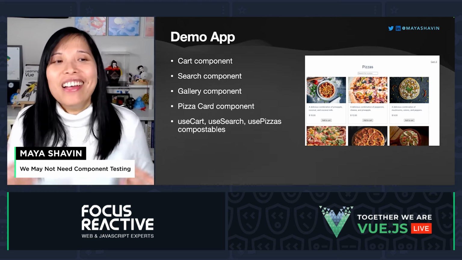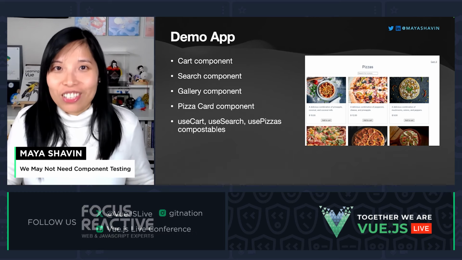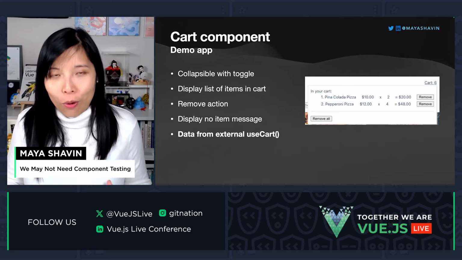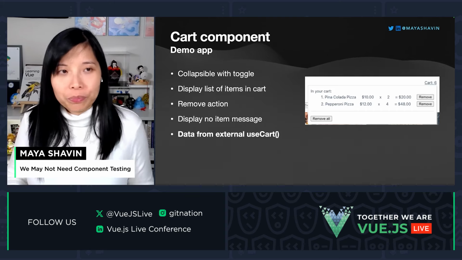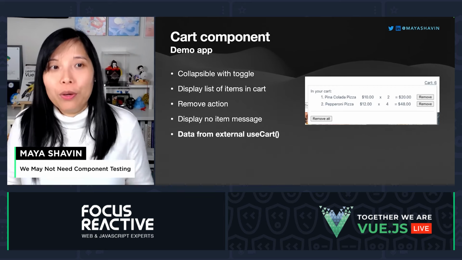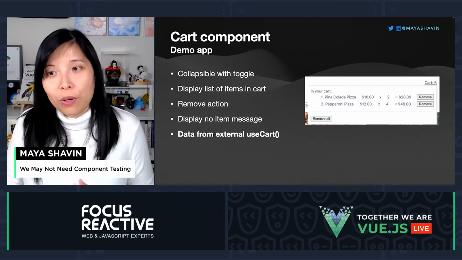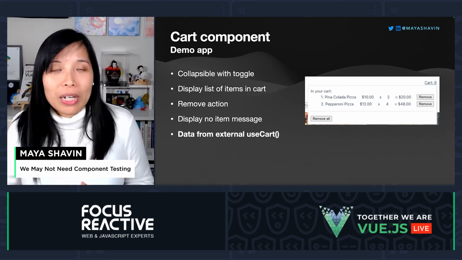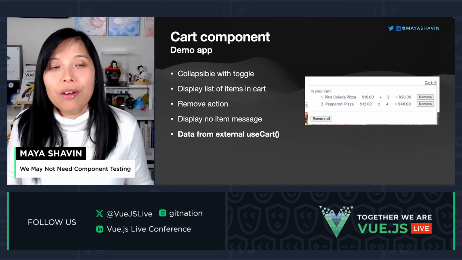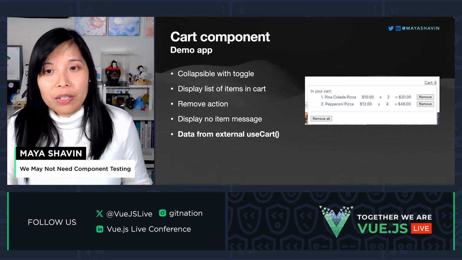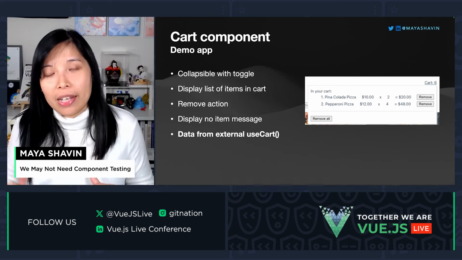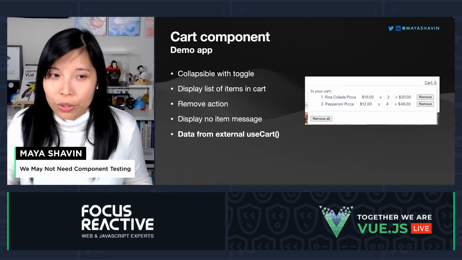That is your homework. In this talk, we're going to look at the cart component and the search component. For the cart component, we have several features. The cart component is toggleable, which means it is collapsible. Whenever we click on the cart, it will display a small popover and tell you how many items you have in the cart, and it allows you to remove an item from your cart or remove all the items. The data is taken from the external composable useCart.